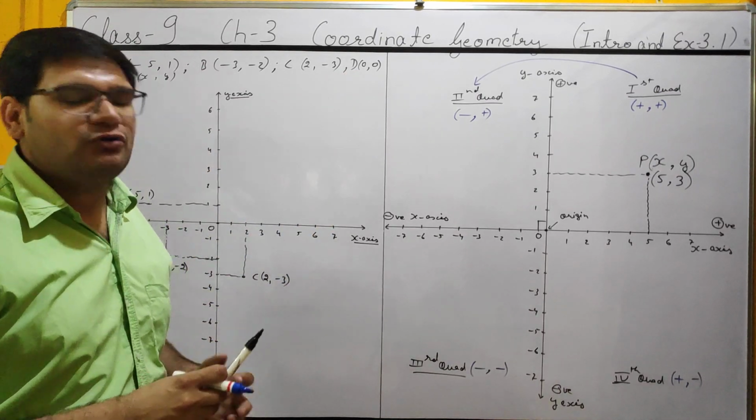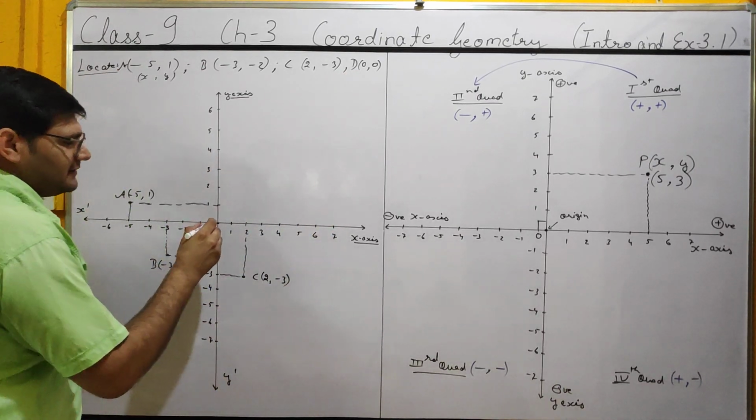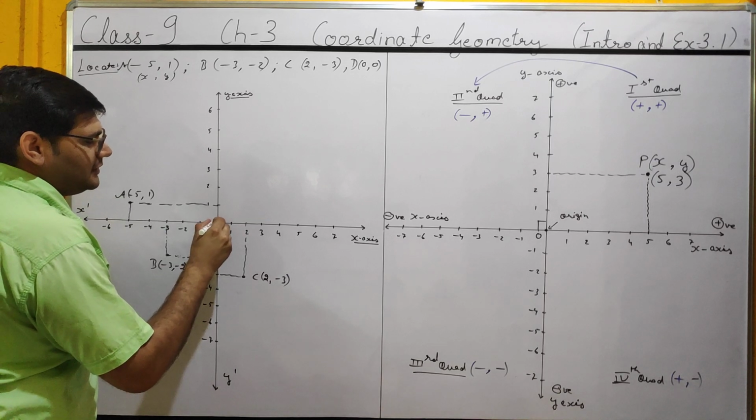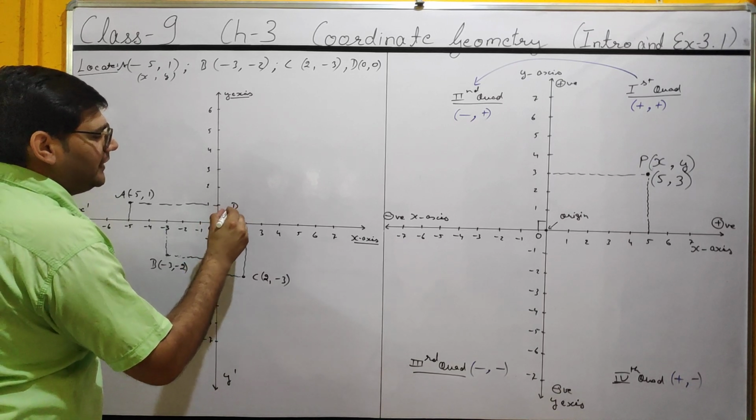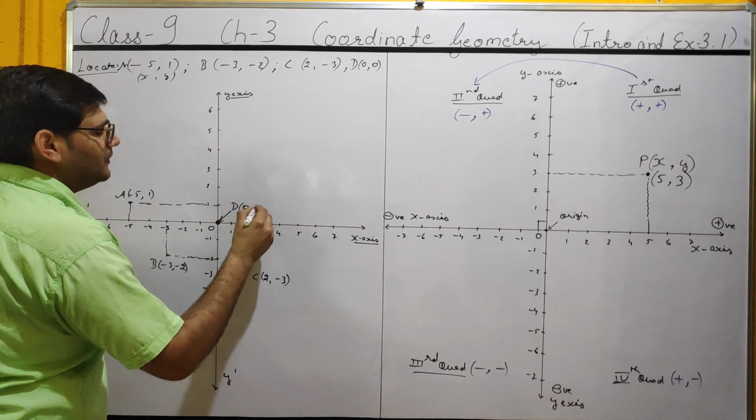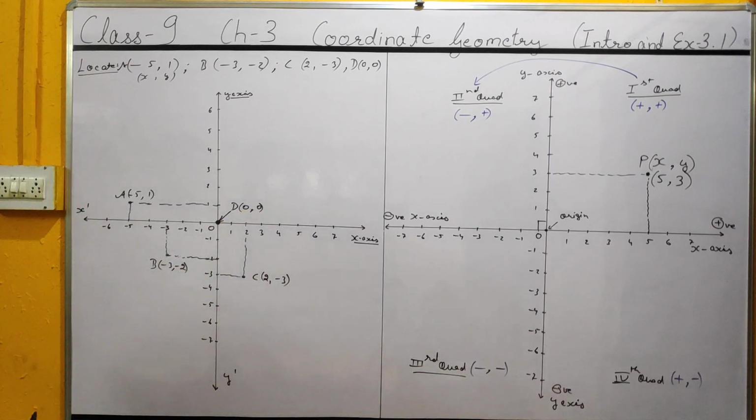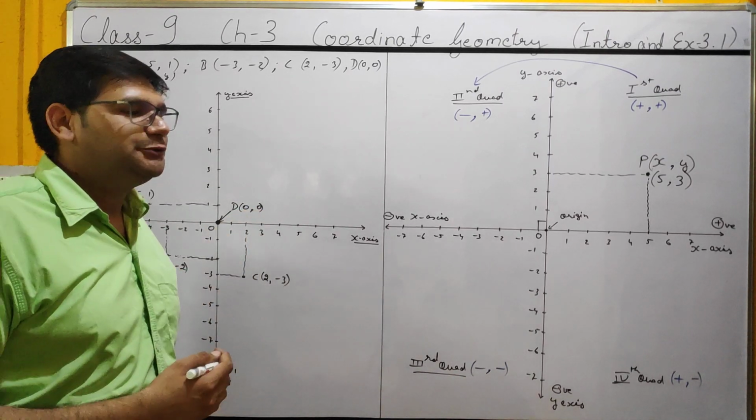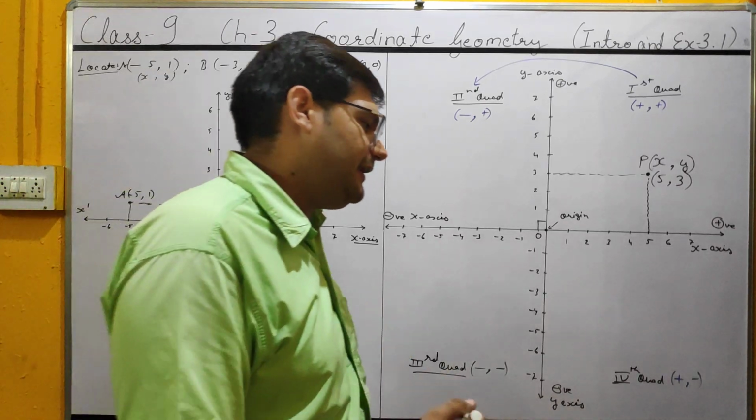D is (0, 0) itself. Means this point is the origin (0, 0). This is point D, (0, 0). So in this way we can locate the points on a Cartesian plane.